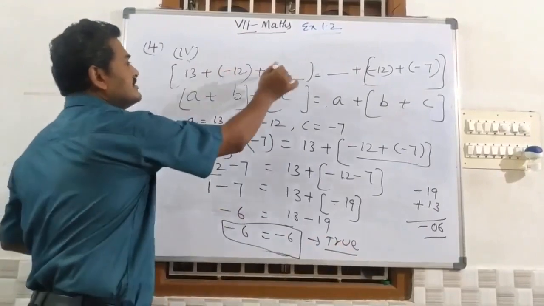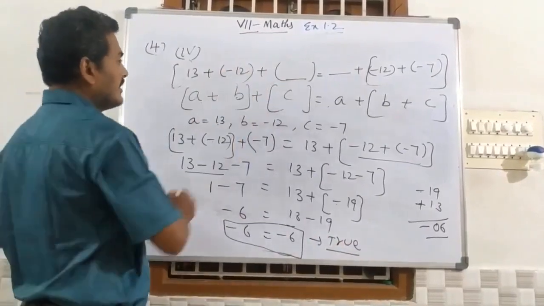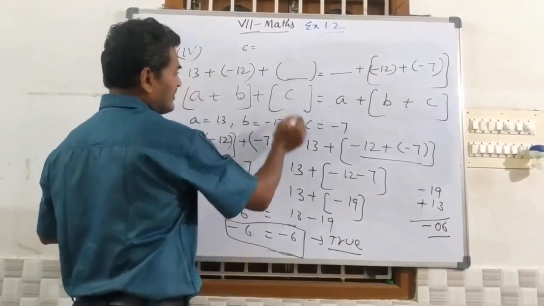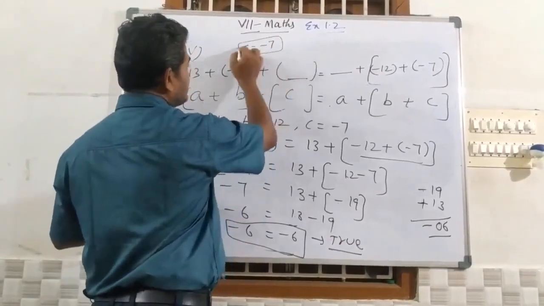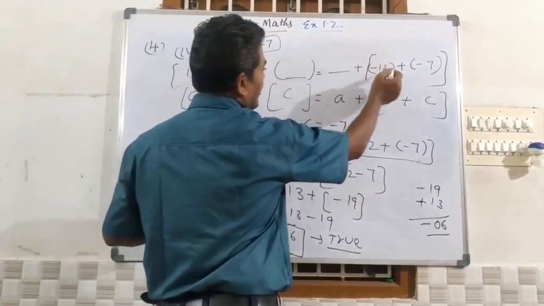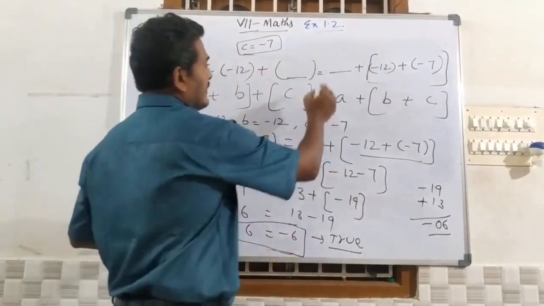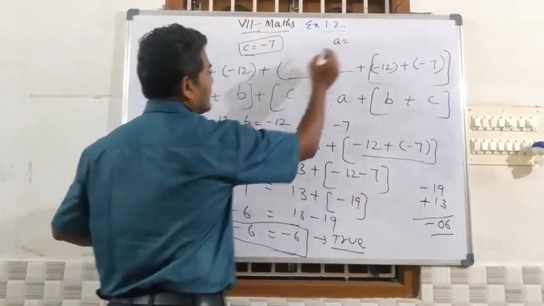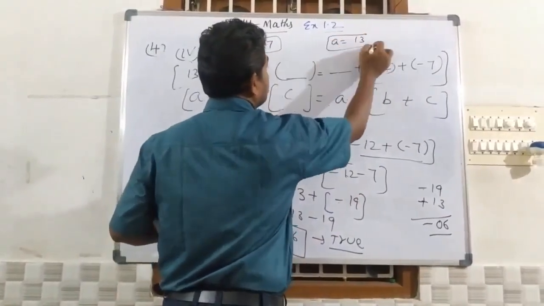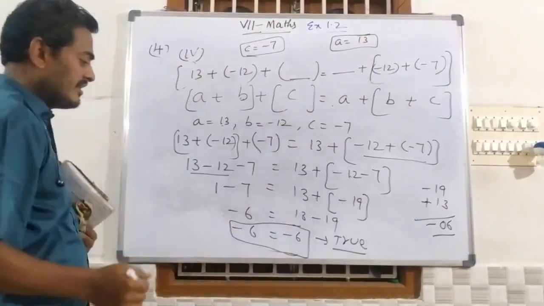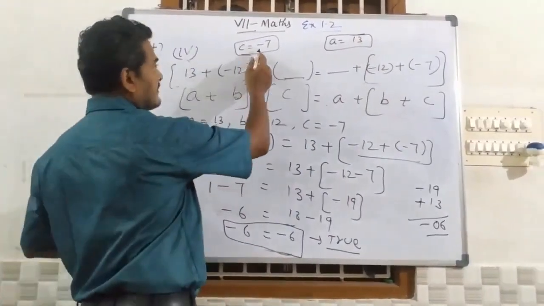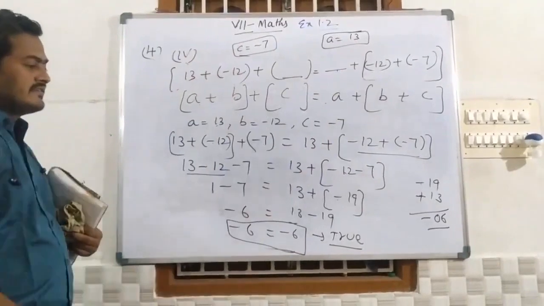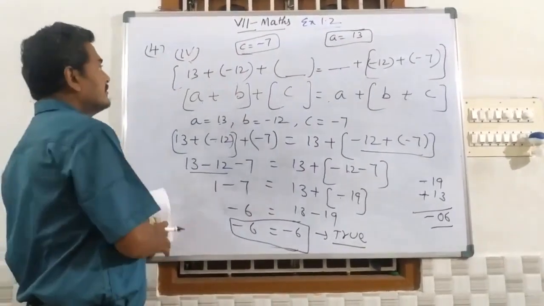For which values is this true? Here the C value is minus 7. First blank, C value is minus 7. And for another blank, the A value is 13. First blank is minus 7, and here the A value is 13. So like this we can finish this sum.